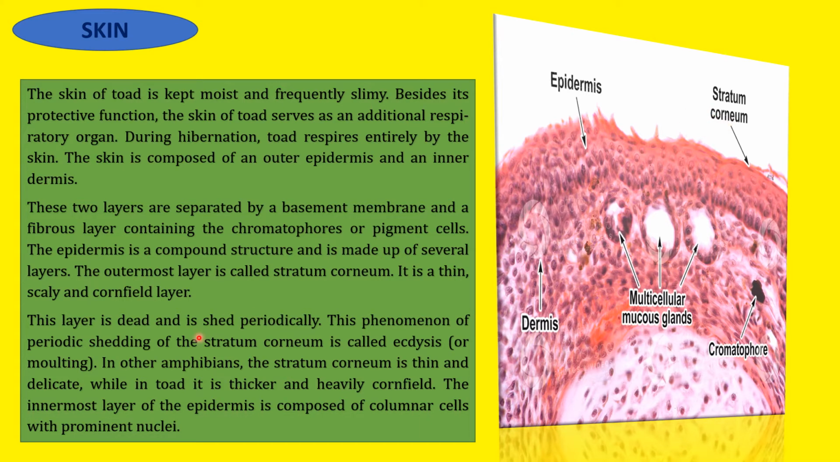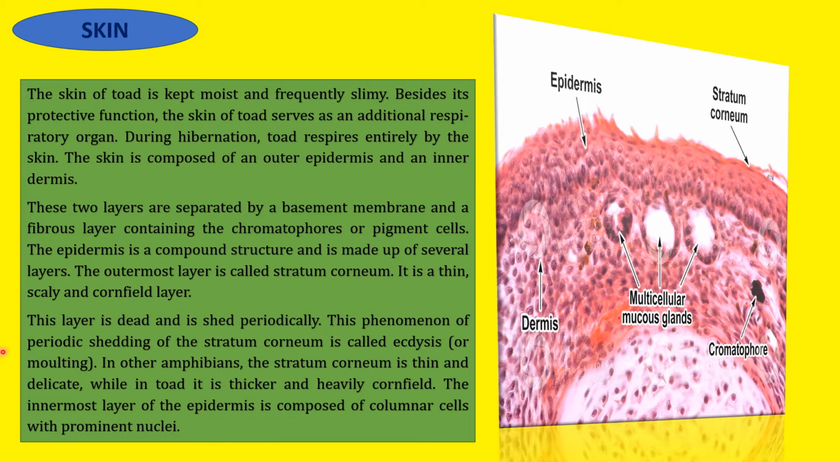Corn-filled layer. This layer is dead, and is shed periodically. Now shed means changes periodically. In case of toad, skin change occurs periodically. Suppose in rainy season, they get a skin with more and more corn. But in summer season, the number of corns is less because their skin has already been changed. So this layer is dead. That means stratum corneum is dead and is shed periodically.